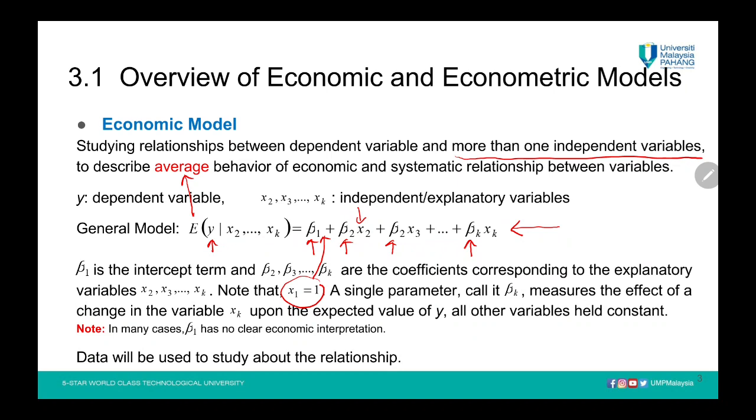A single parameter, beta k, measures the effect of a change in the variable xk upon the expected value of y, where all other variables are held constant. In many cases, beta 1 in this model actually has no clear economic interpretation. This economic model will then employ data of x and y in studying the relationship between them.